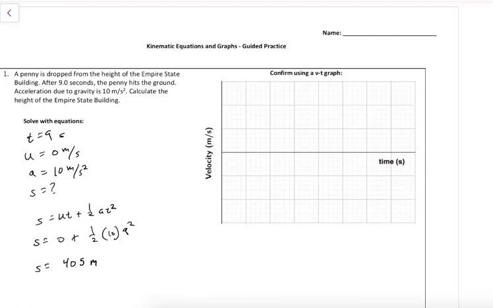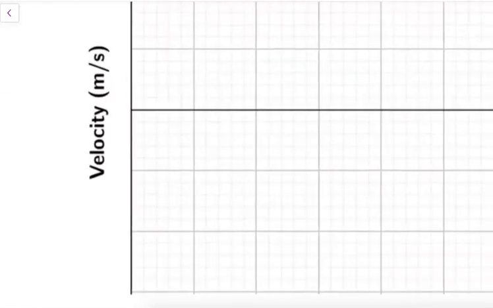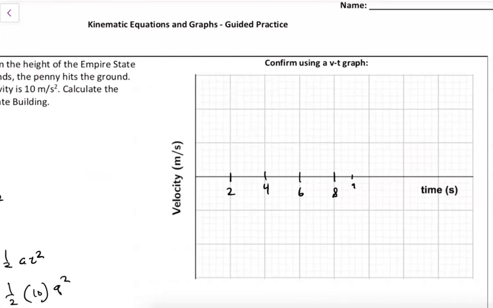Let's confirm that. Let's see if I did that right. So I'm going to go on here and say 1, 2, 3, 4, 5, 6, 7, 8. No, we don't have 9 seconds in that avenue. Let's do half of that. So this is 2 seconds. 4, 6, 8. So right here is going to be 9. It's traveling 10 meters per second, so I'd have to go up. Let's call this 40, and this would be 20, because after 4 seconds, it should reach 40 meters per second.